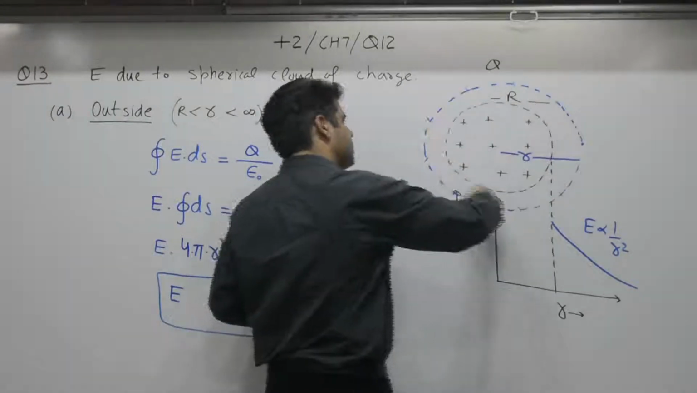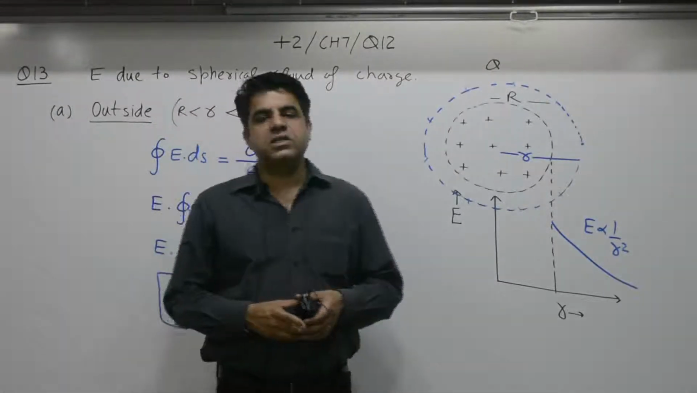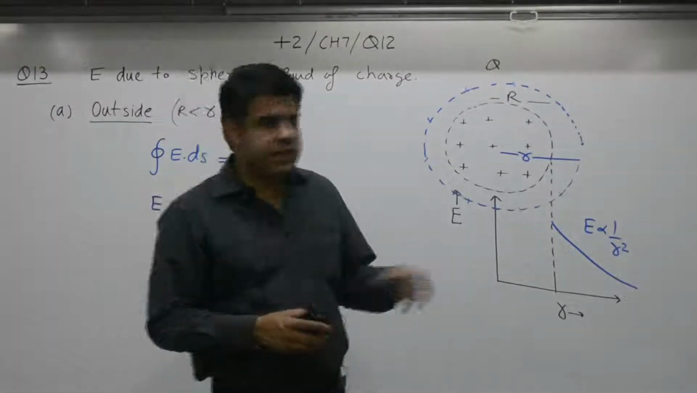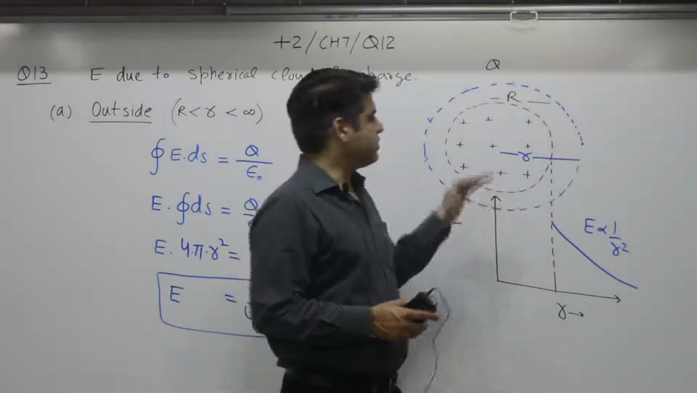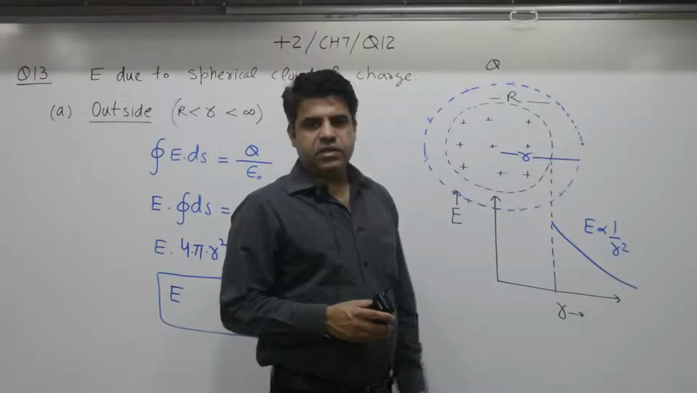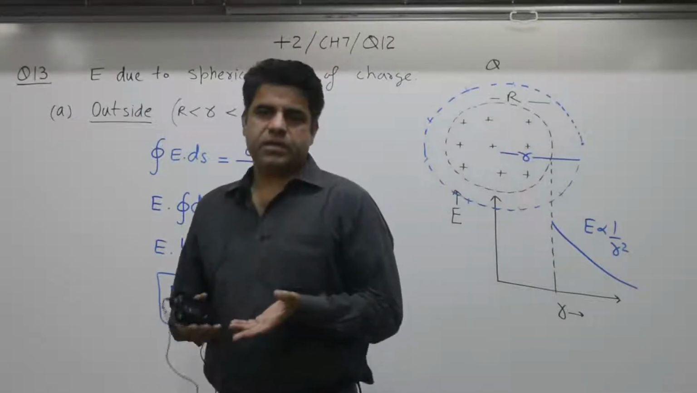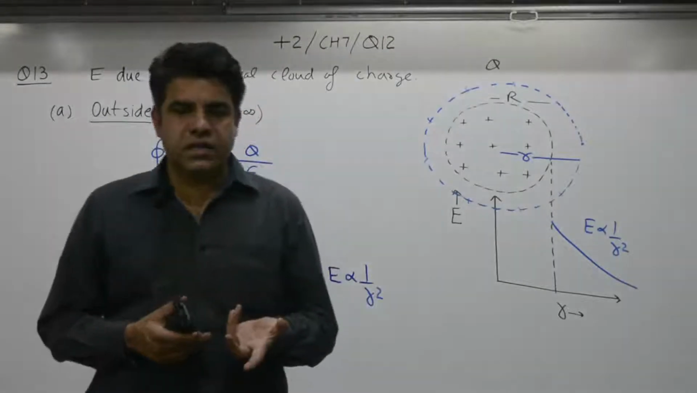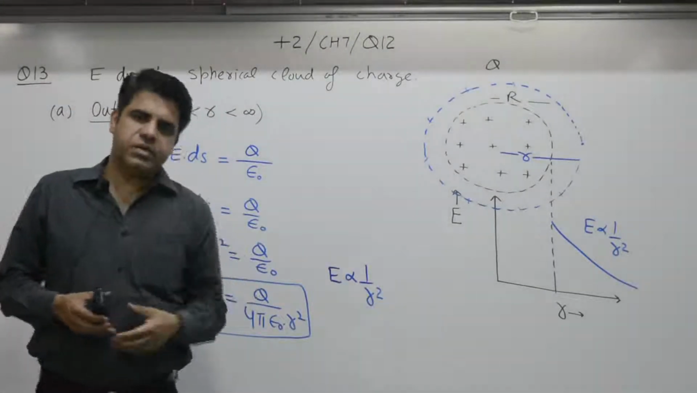Any hypothetical surface which you draw with the purpose to find electric field is a Gaussian surface. It is not something which you can touch upon. It is hypothetical. Yesterday it was a sphere, a cylinder, and generally it has a regular symmetry in our syllabus.